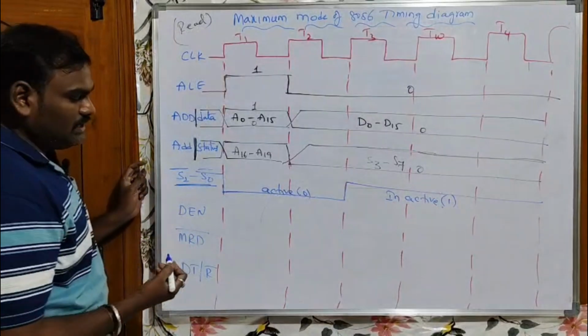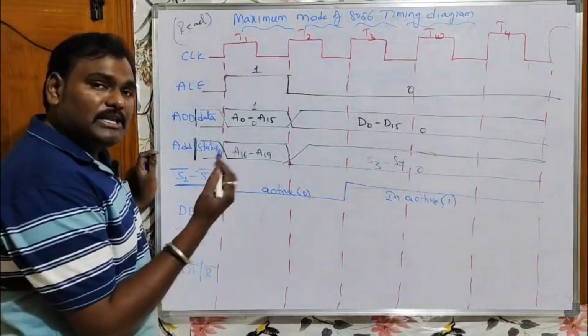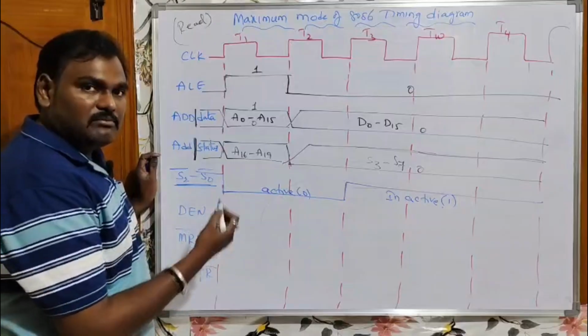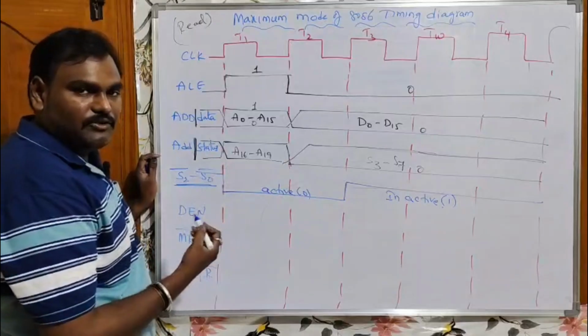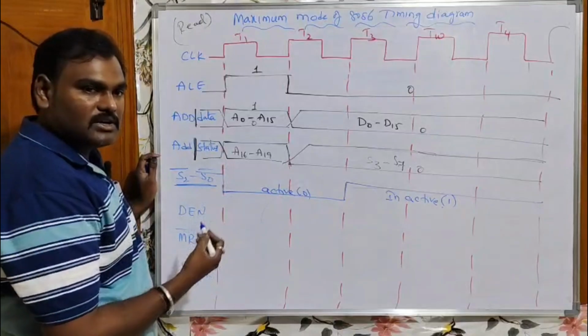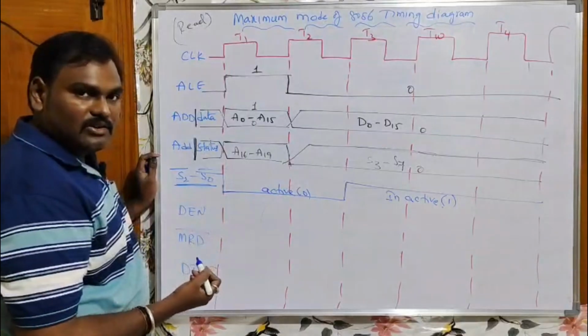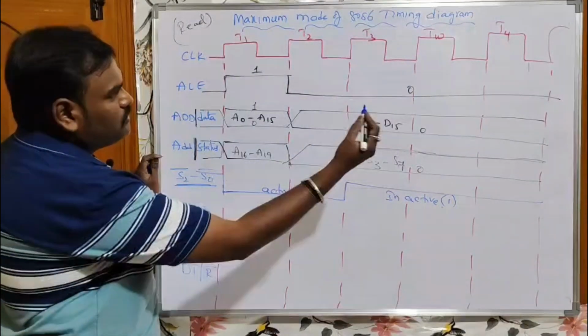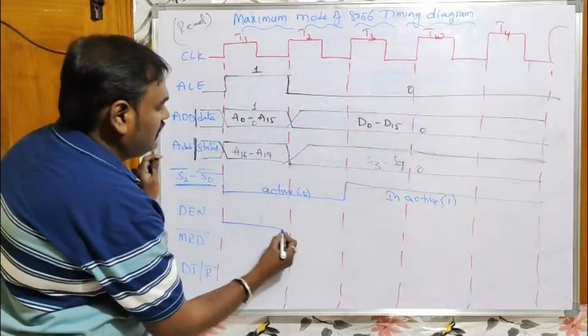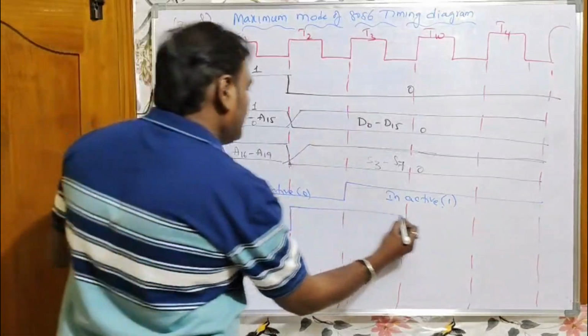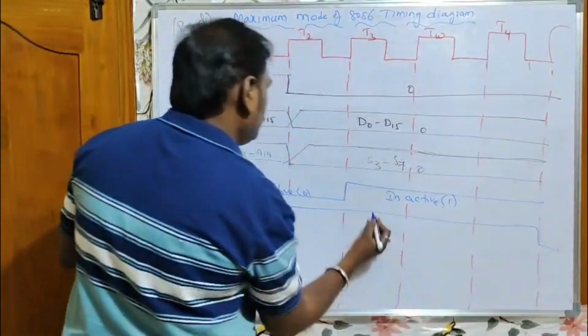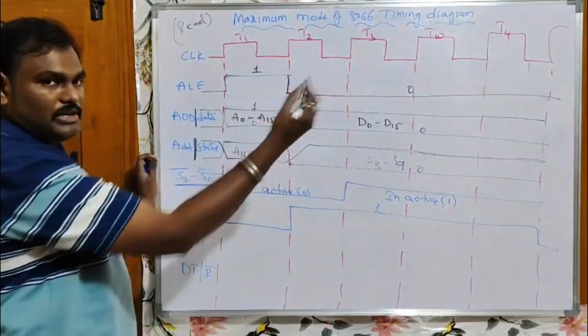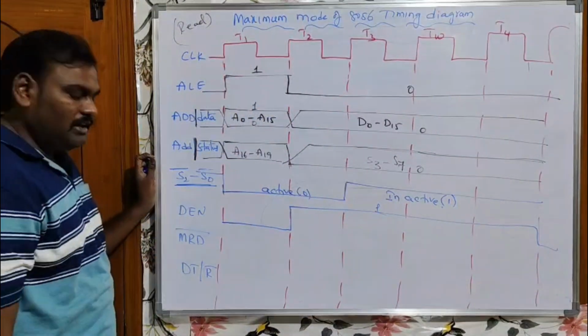And next, coming to DEN. In the minimum mode it is DEN bar, but in maximum mode it is DEN. If you see the block diagram of the bus controller, DEN is an active high signal. So during T2 to T4 it is high. If data is enabled, then only we can transmit the data.